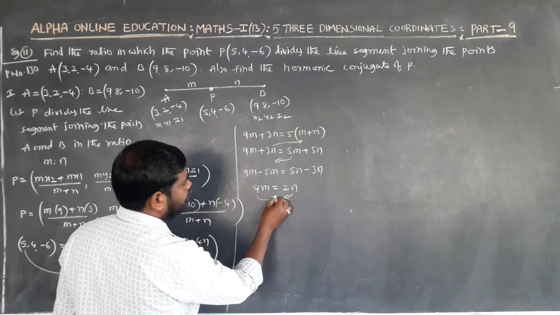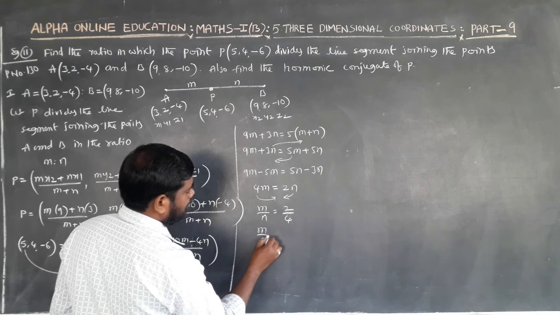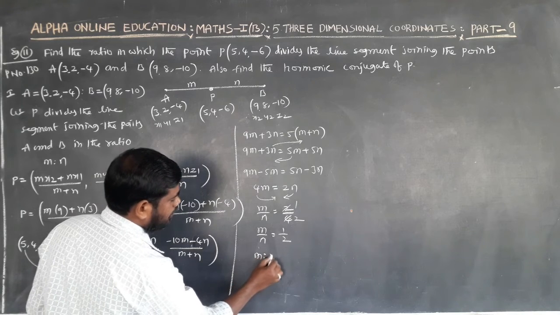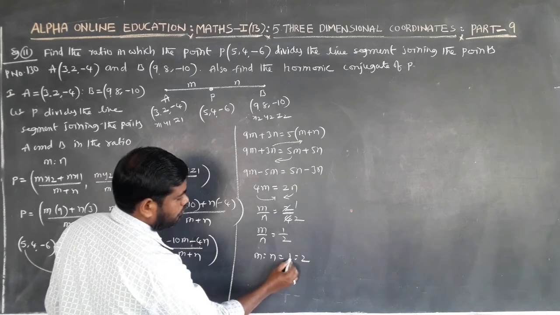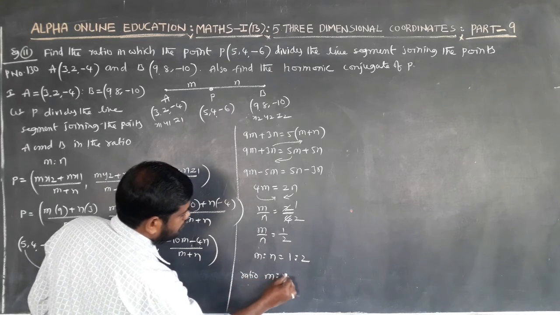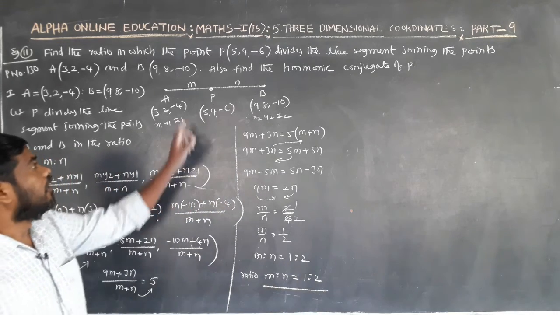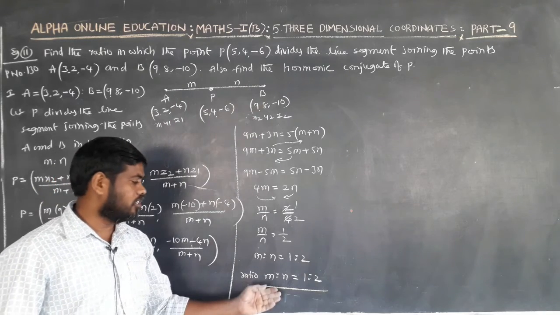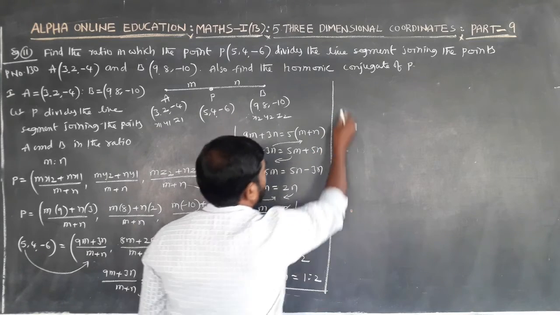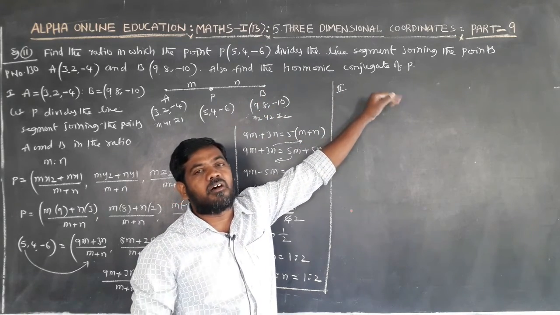Taking n to the left side and 4 to the right side, m by n is equal to 2 by 4. M by n is equal to 1 by 2. Therefore, m is to n is equal to 1 is to 2. The ratio m is to n is equal to 1 is to 2. P divides the line segment AB in the ratio 1 is to 2. This is the ratio. Second one, find the harmonic conjugate of P.